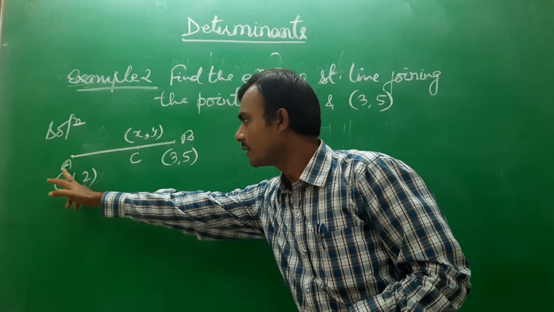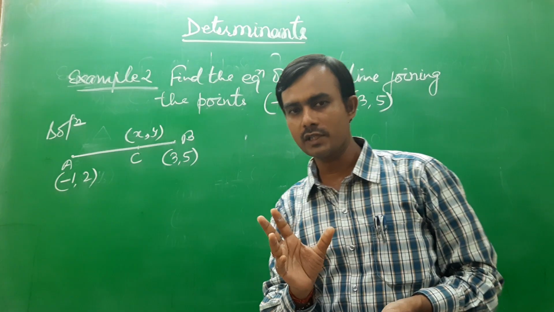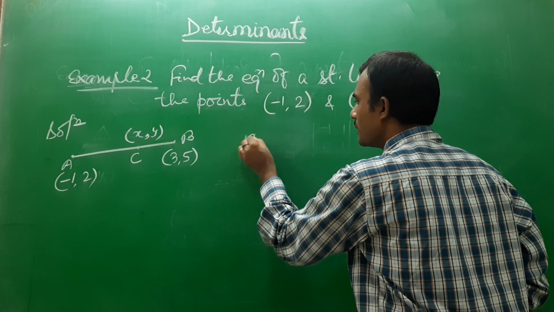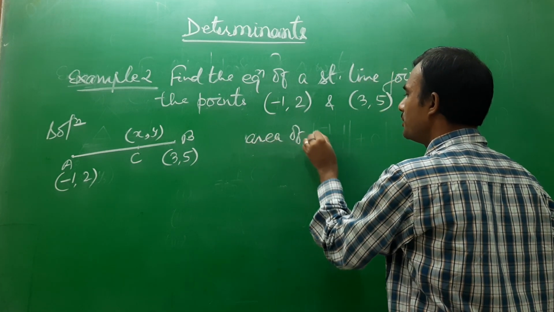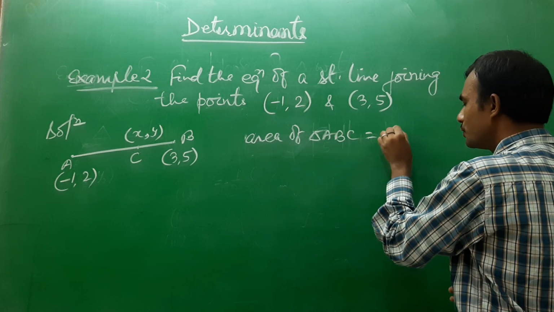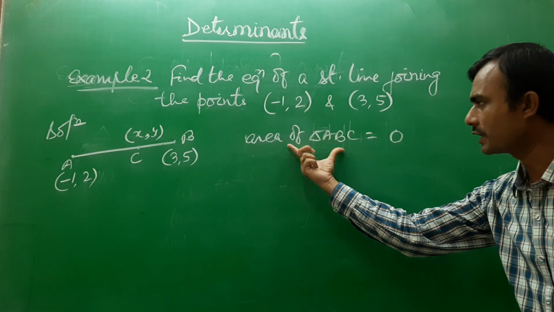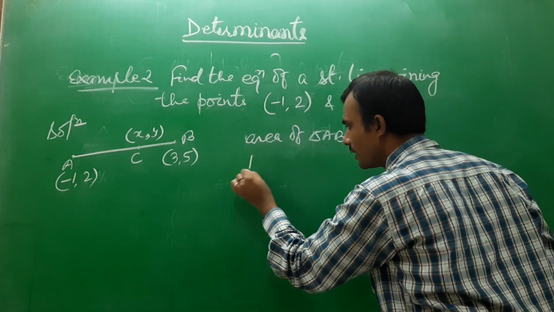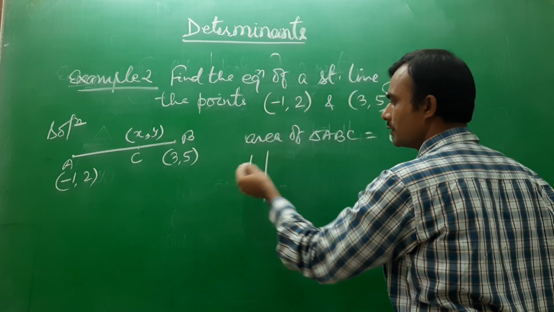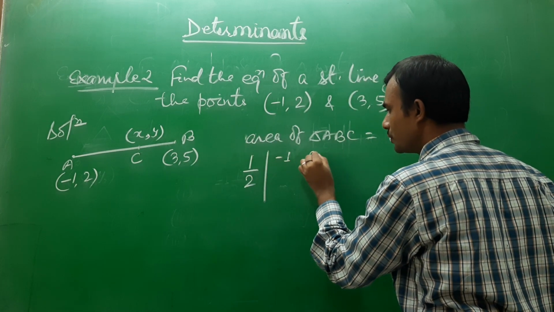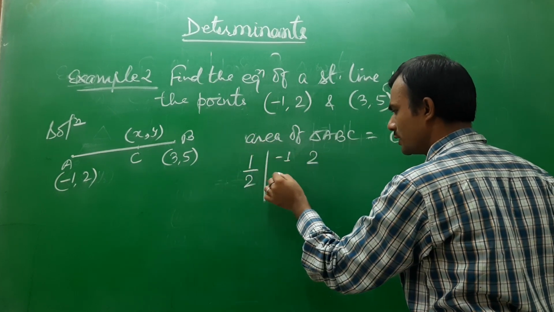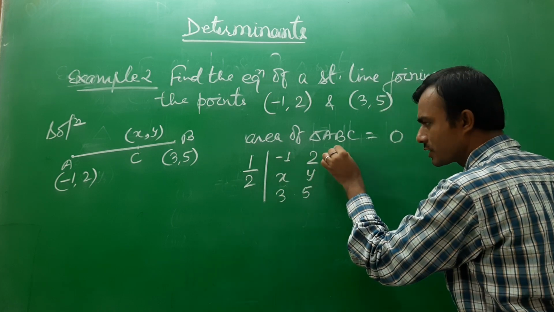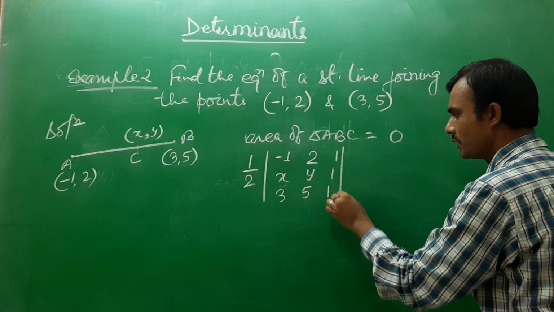As A, C, B are collinear points, the area of triangle ABC will be 0. Now for the area of triangle, just use the determinant property: half, first point -1, 2, second point x, y, you can use any other also, and the last point is 3, 5. What about the last column now? 1, 1, 1, equals 0.